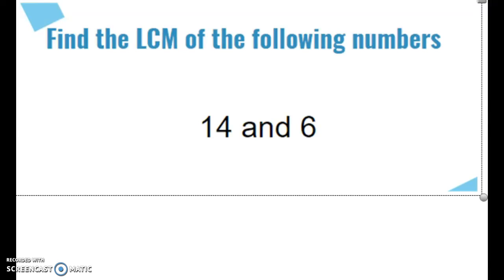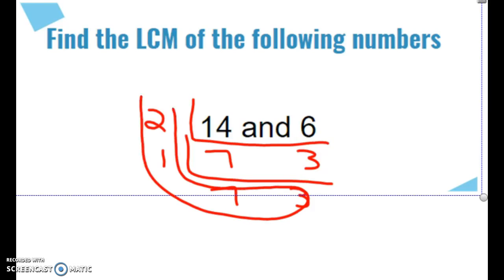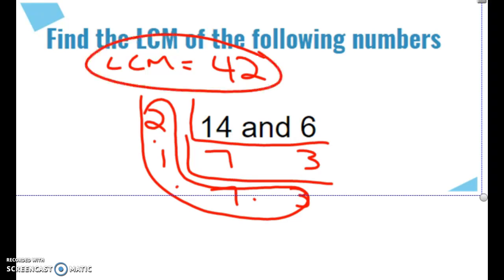All right, these are LCM questions now. So I can take a 2 out of 14 and 6 and make it a 7 and a 3. I can't take anything out of 7 and 3, so I'm going to drop them. And then with LCM, I create my L. I multiply. 7 times 3 is 21. 21 times 2 is 42. So my LCM would be equal to 42.